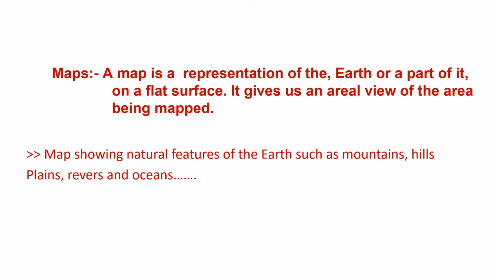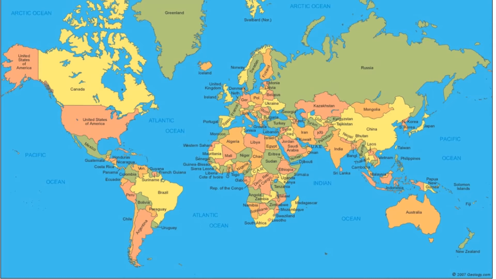Maps. A map is a representation of the Earth, or a part of it, on a flat surface. It gives us an aerial view of the area being mapped. Maps show natural features of the Earth such as mountains, hills, plains, rivers and oceans. It thus helps us understand what the area looks like and where the various features are located. It can either be used to show the whole Earth or to show a small area in great detail.